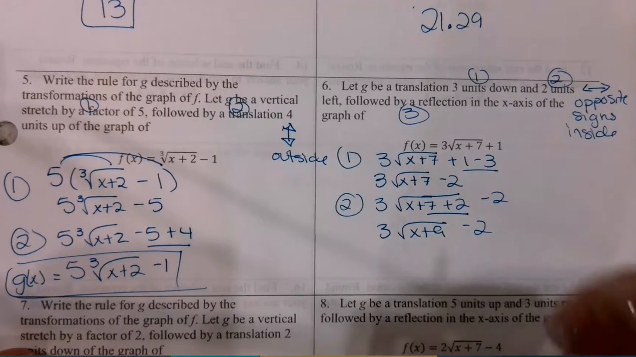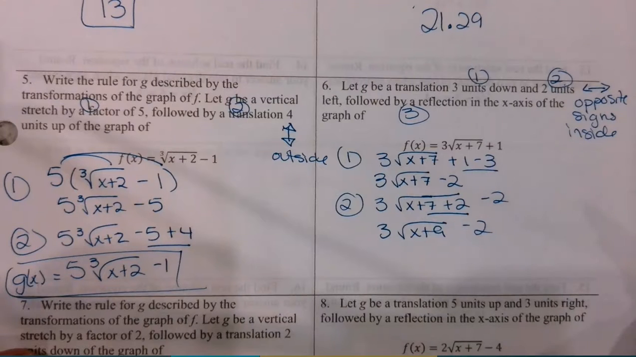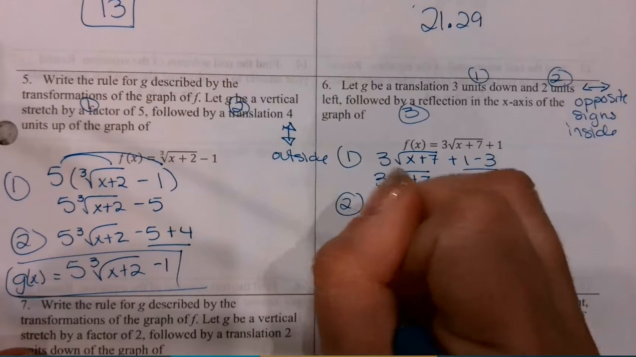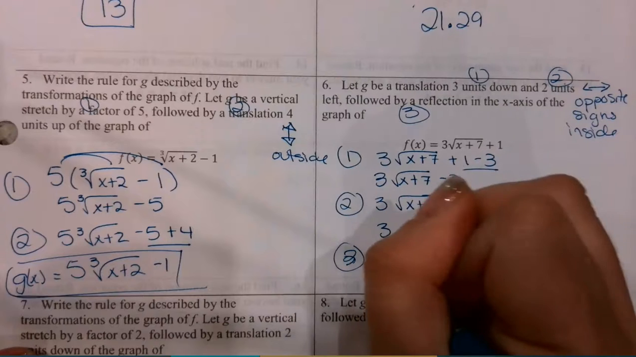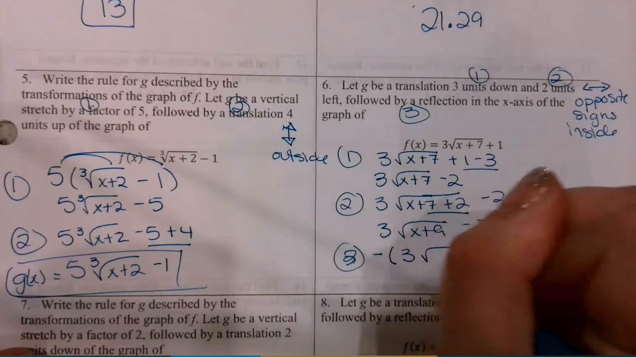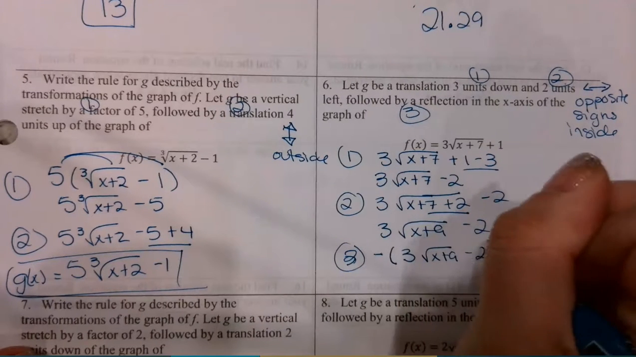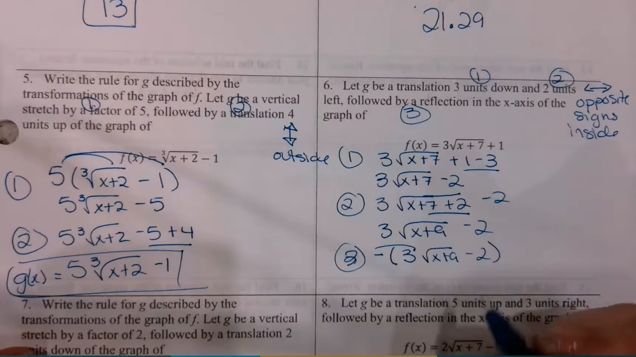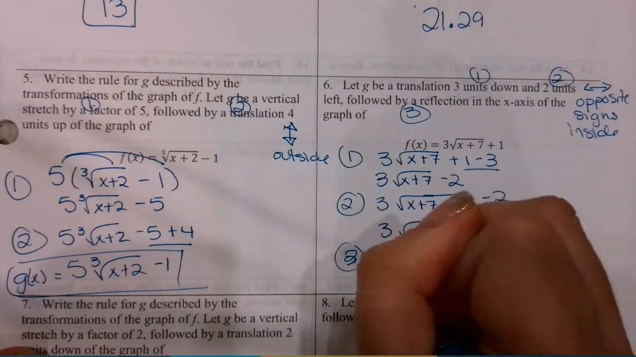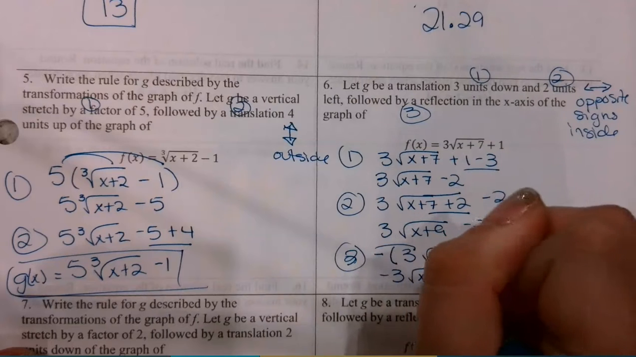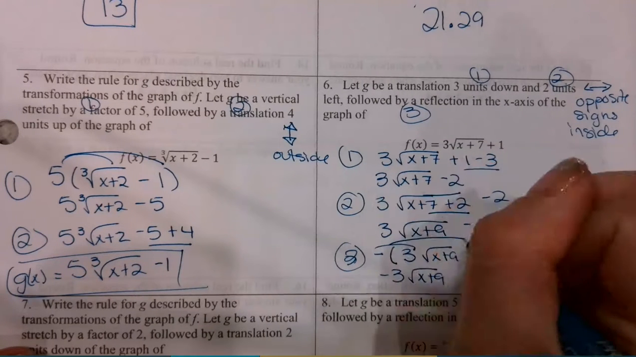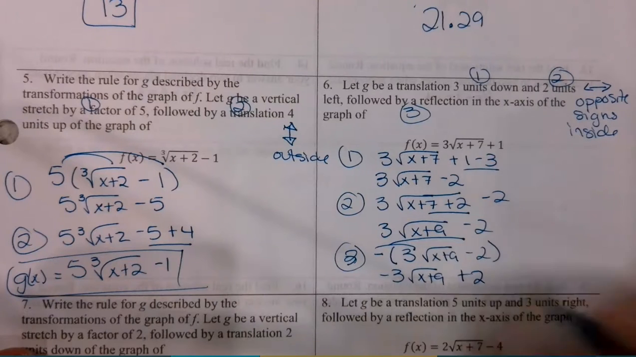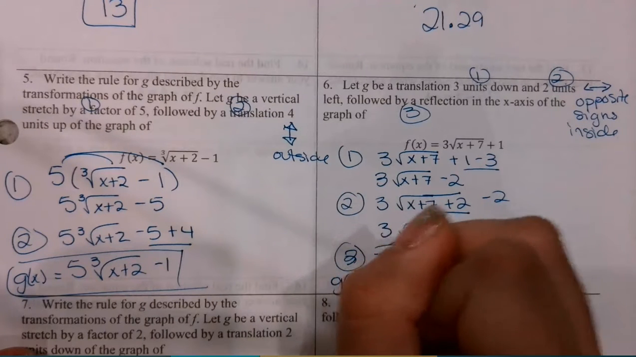And then I have a reflection in the x-axis. I always want to treat reflections in the x-axis like vertical stretches. So this is 3, ugly 3. So I am going to put everything in parentheses and then distribute in. So 3 square root of x plus 9 is one whole piece, so we'll only have to change the sign on that once, the outside. And then the negative times the -2 turns it into a positive 2. And this is g of x.